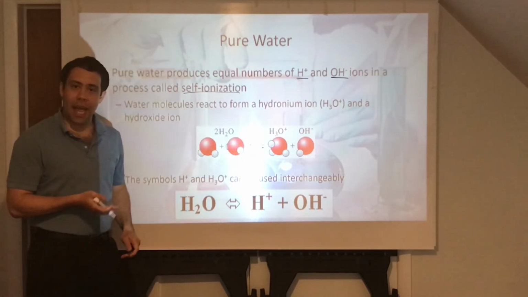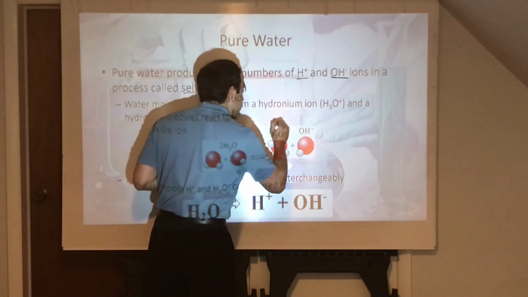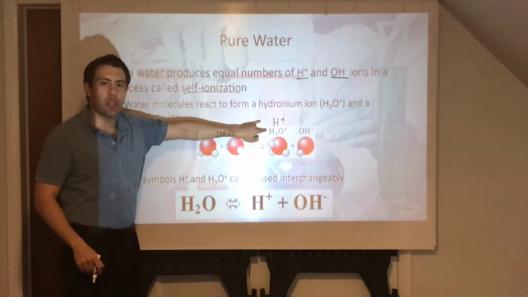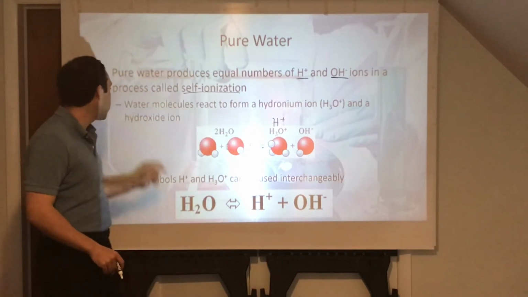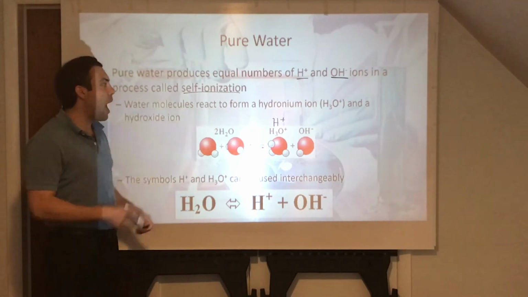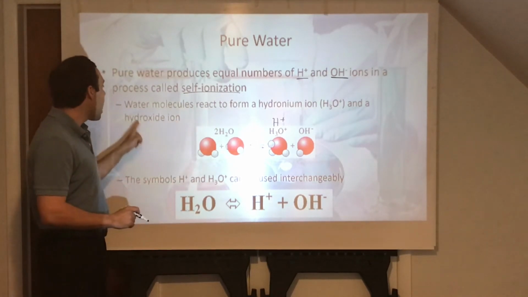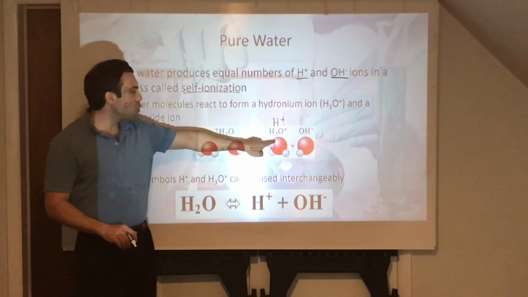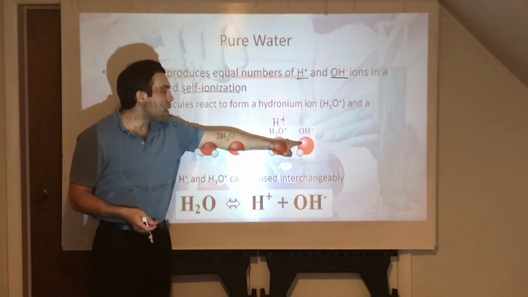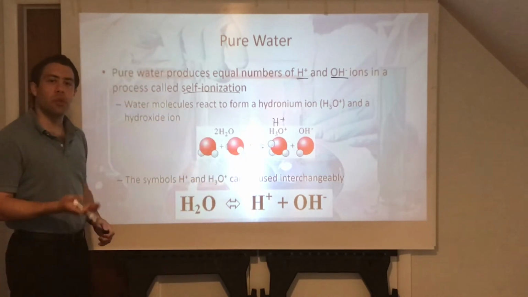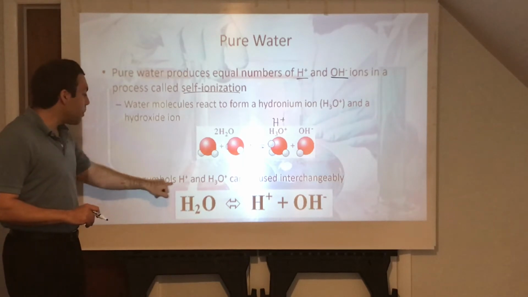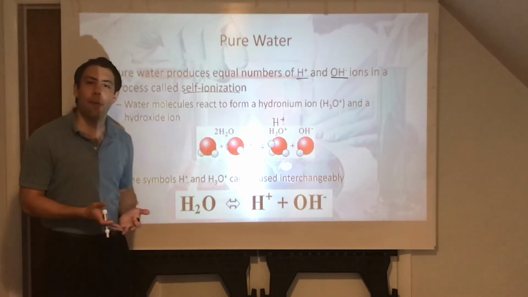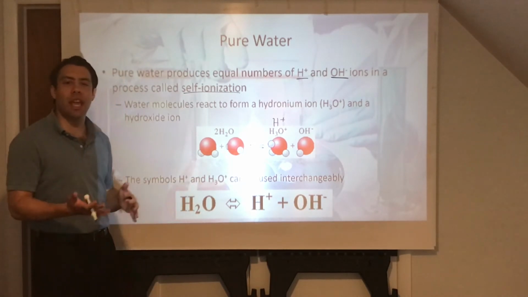Another way to write H3O+ would be just H+. Both of these are interchangeable. You can write H3O+ or H+. So water molecules react to form a hydronium ion, that's our H3O+, and a hydroxide ion, that's our OH-. Since the H+ ions, or the H3O+ ions, and the OH- ions are equal, you have a neutral substance. Once again, it means the same thing for our purposes.